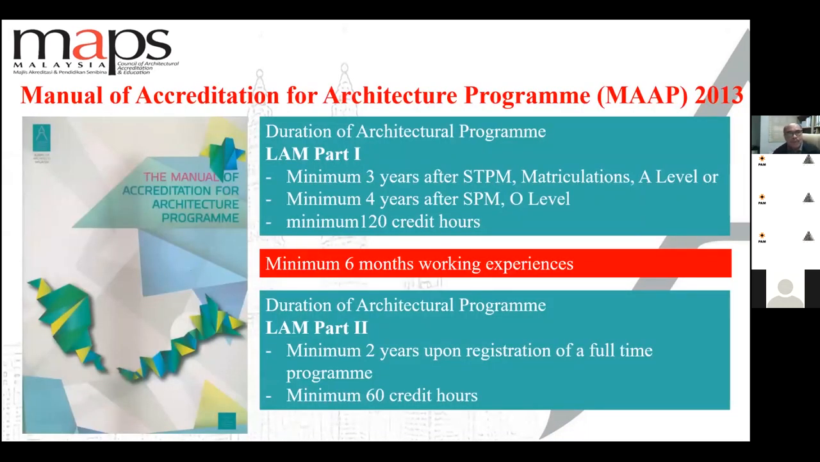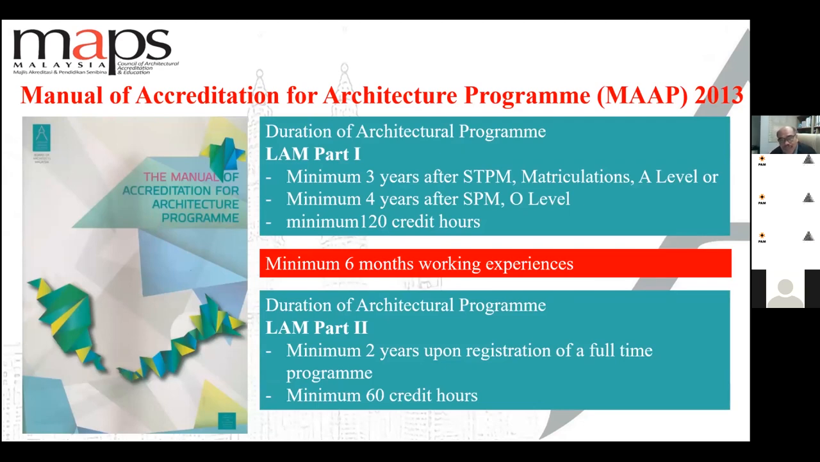Okay, so for our architecture education in Malaysia, we follow the UIA standard that requires 5 years of architectural education from A level or equivalent. So for Part 1, it's a minimum of 3 years after STPM, matriculation or A level, and a minimum of 4 years after SPM or O level. Currently, only 1 school in Malaysia admits students from SPM, it's UITM in Seri Iskandar and also in Puncak Alam. The rest are all after A level. And the minimum credit hours is 120.